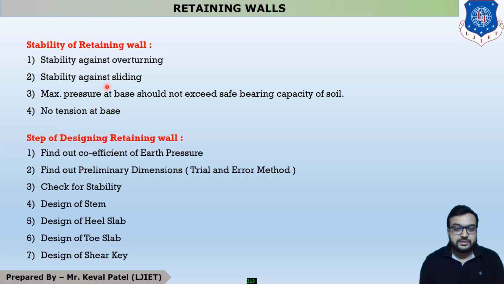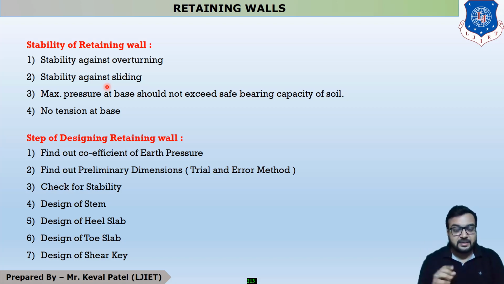Your stability check 2 is stability against sliding. Your retaining wall is sliding in this direction. Okay, so the equation is restoring force divided by sliding force, or it is also called left to right divided by right to left, and this ratio is also minimum 1.55. If this ratio is less than 1.55, then you have to redesign your retaining wall.